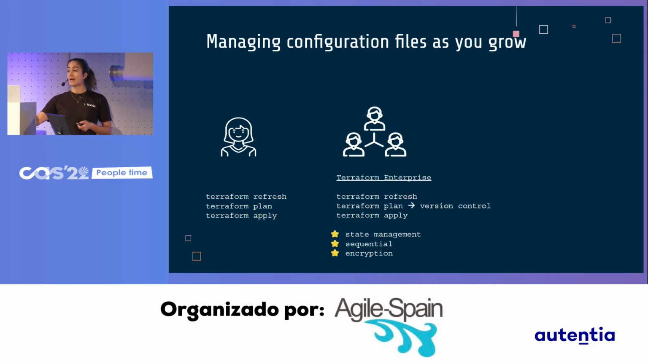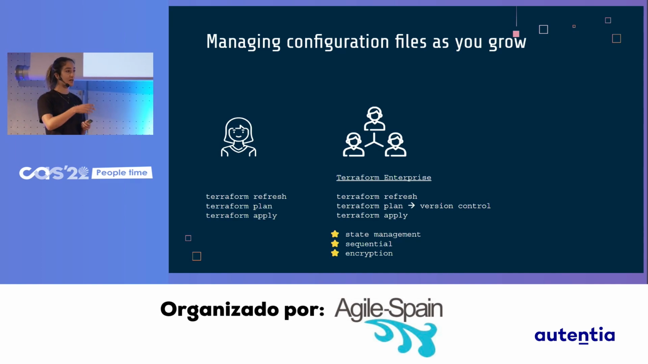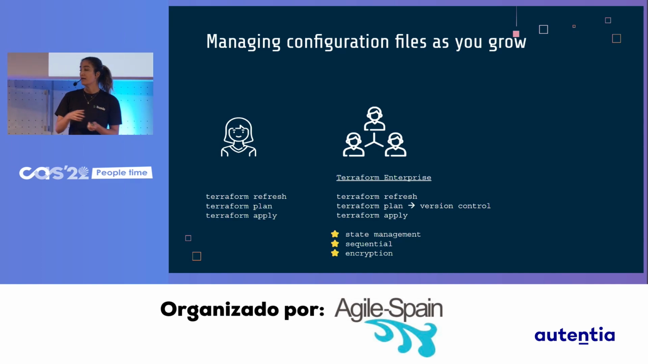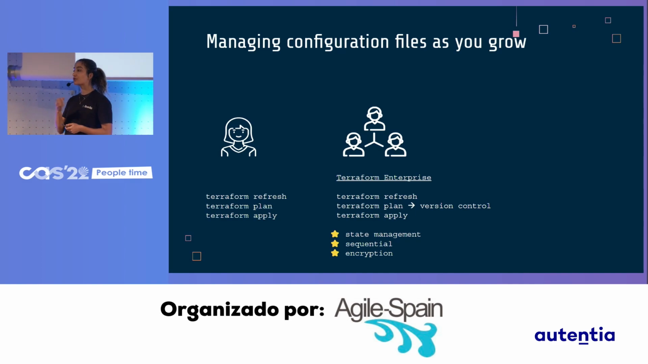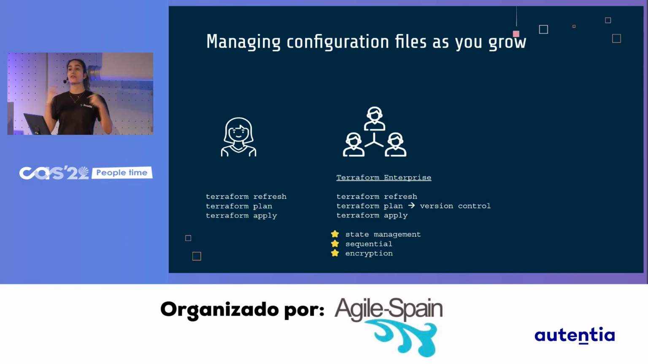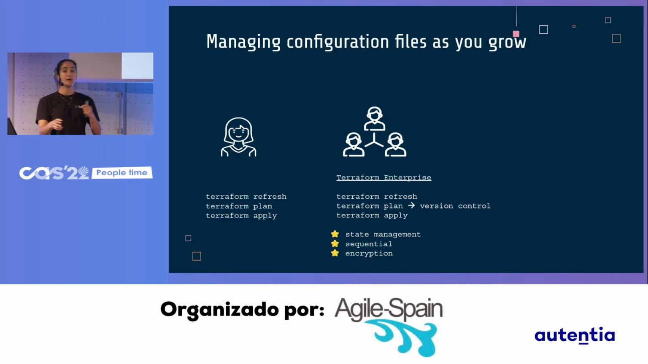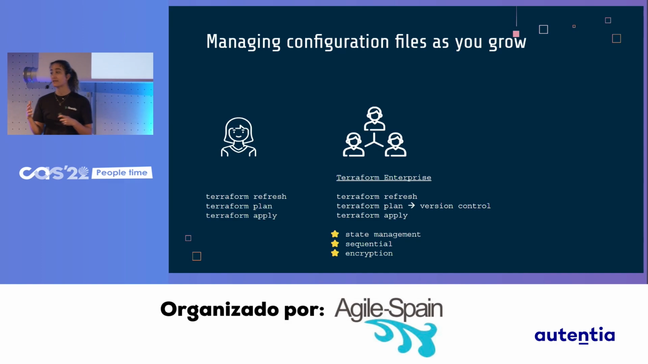But now, what happens when you go from a single person to, let's say your company grows, it's not necessarily a startup anymore, and you go from one person to a whole team. In this case, other people are going to want to collaborate and manage some of the infrastructure, and you want to make sure that you have a consistent view of what's happening in your application, right? You don't want to step on each other's toes. You don't want to make changes in parallel that are conflicting, right?